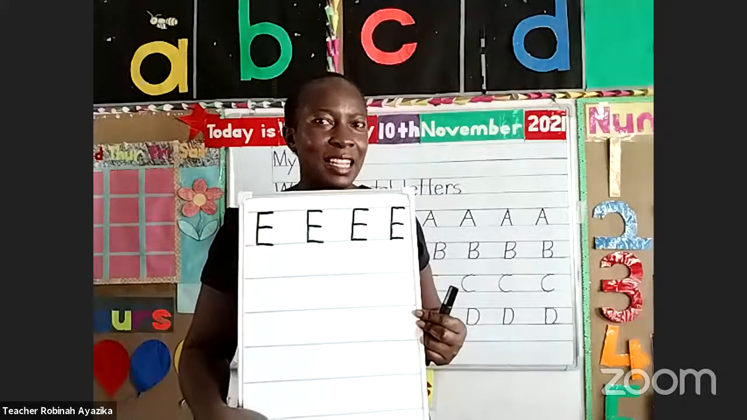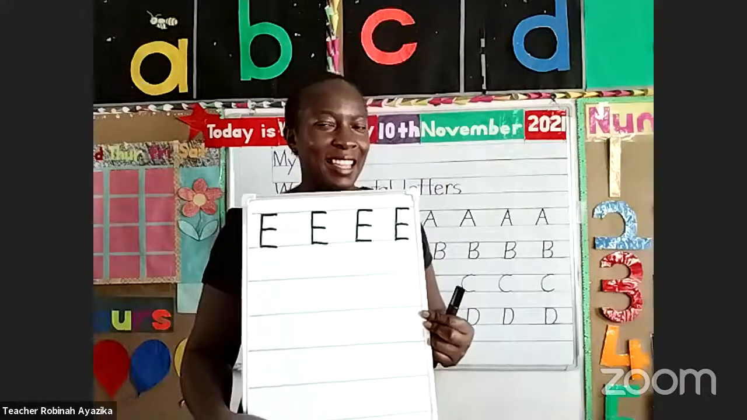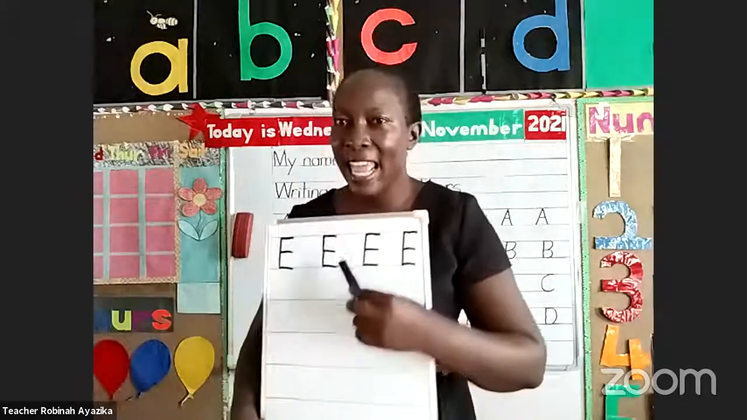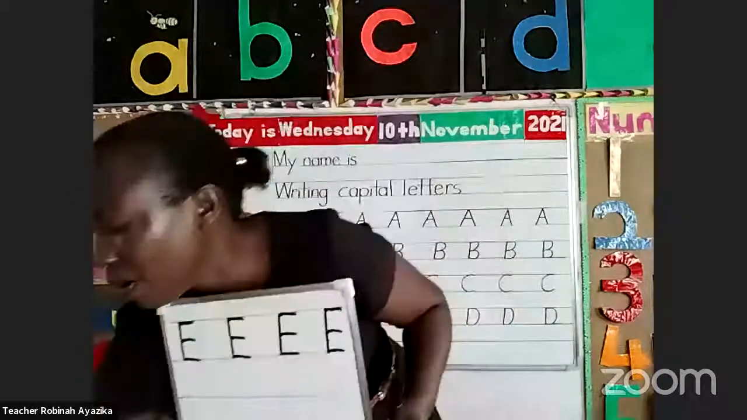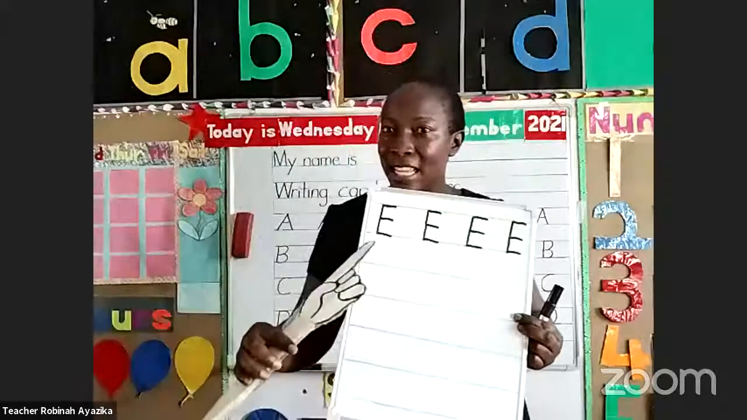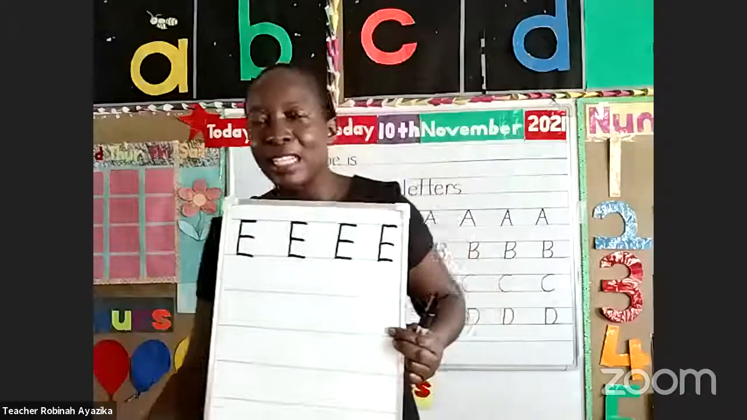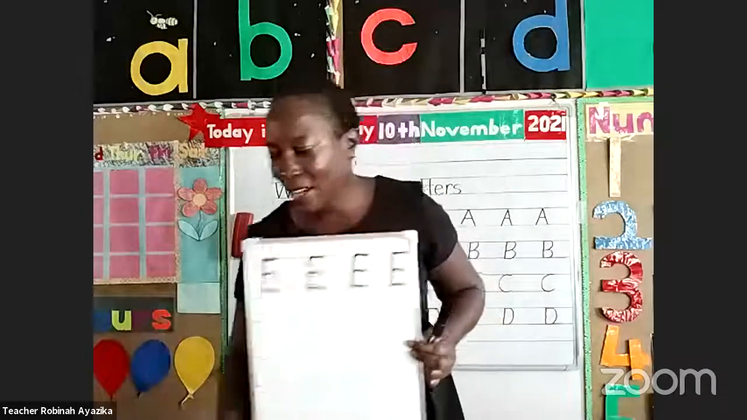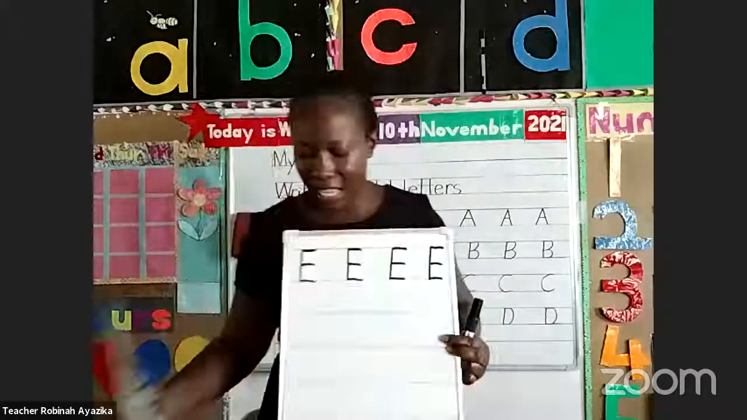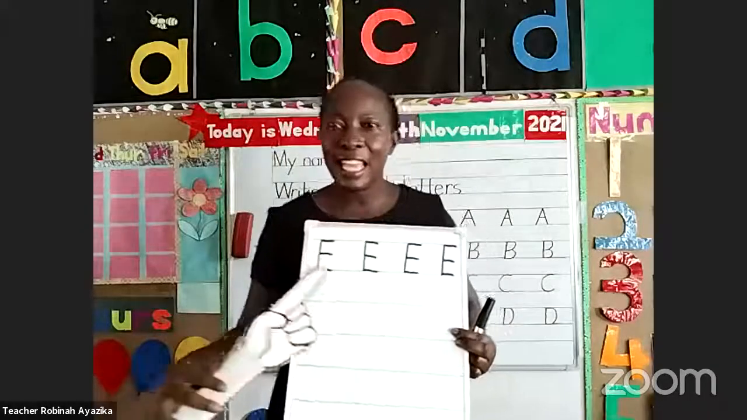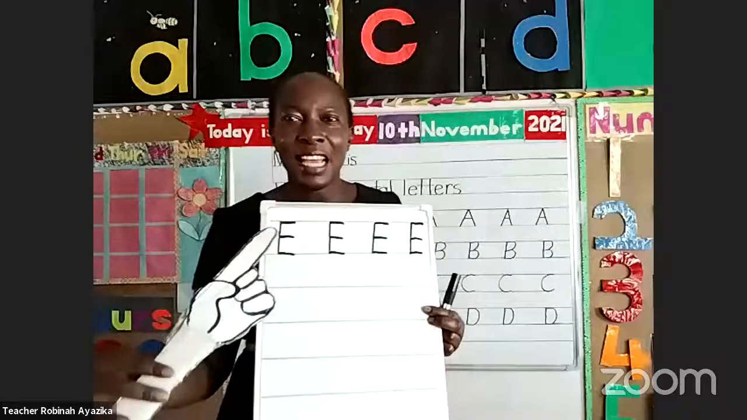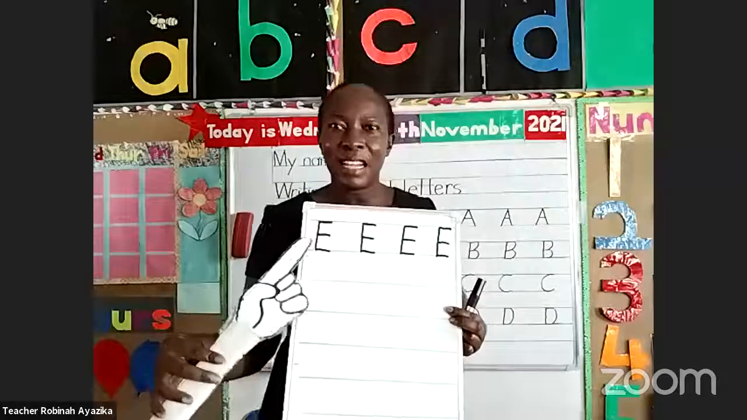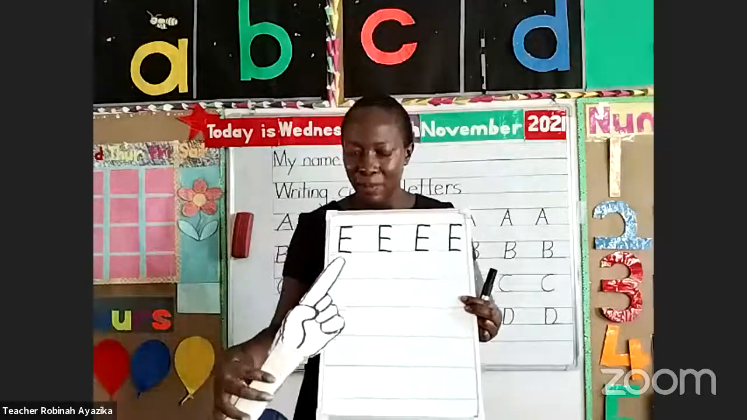A. A. Letter E says A. The name of the letter is E. But in words, when we are sounding it, we say A. We can even sing for it and say, E says A. E says A. Every letter has a sound and E says A.